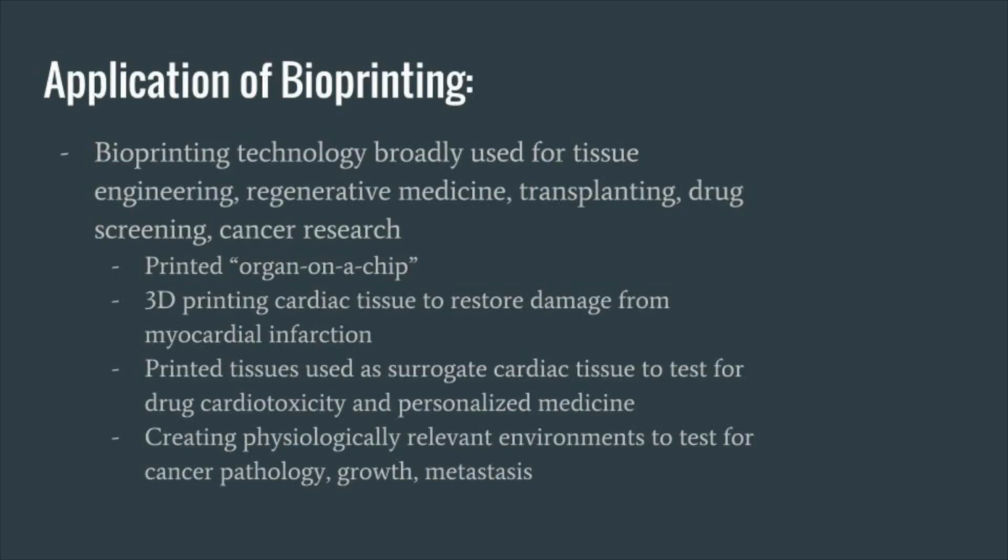Bioprinting technology is broadly used for tissue engineering, regenerative medicine, transplanting, drug screening, and cancer research. 3D printed organs on chips can match the properties of a specific disease or even an individual patient's cells, allowing researchers to easily collect reliable data for short-term and long-term studies. Another example application is the 3D printing of cardiac tissue scaffolds to replace and restore function to tissue damaged during a heart attack. Bioprinted tissues can also be used as surrogate tissue to test drugs for cardiotoxicity and personalized medicine. In cancer research, bioprinting has recently been used to investigate cancer pathology, growth, and metastasis in a physiologically relevant microenvironment.